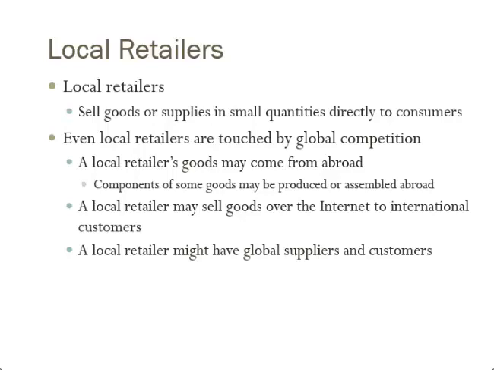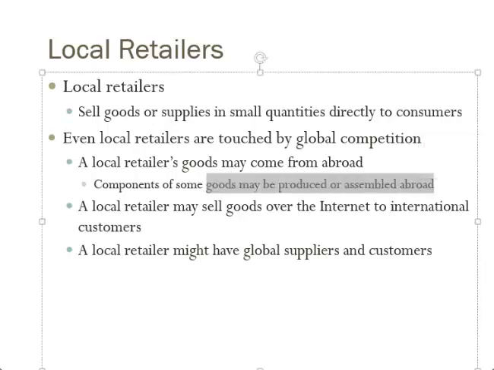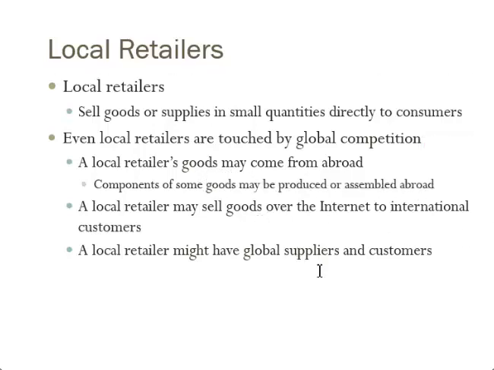So local retailers deal with their consumers in their immediate geographic area, but of course they also are impacted by global competition. Components may be produced or assembled abroad. They could be sold to you over the internet. And also, of course, that's one of the reasons why it's important for local retailers to have global suppliers and also customers outside their own district. People who have their own stores may also set up a website. They may also be able to sell things to people outside of their own immediate geography.